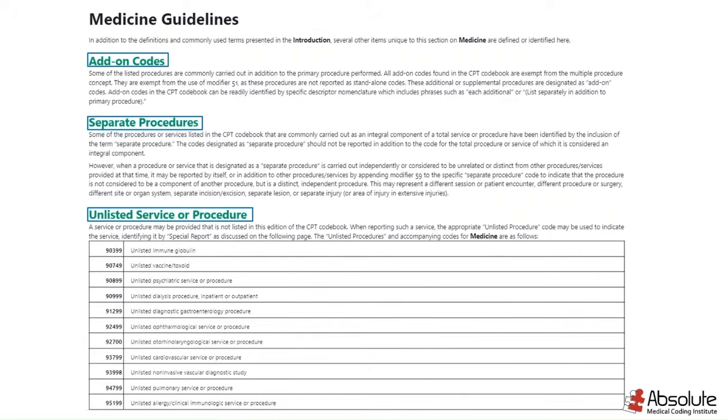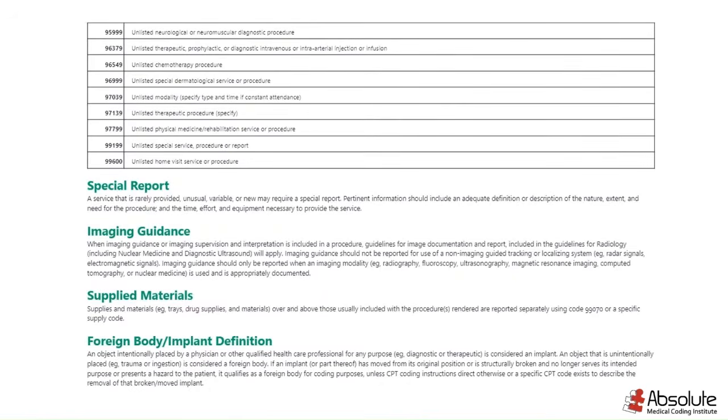Now let's move on to the next, which is about unlisted service or procedure. That also is the same as the surgery section. It says that if a service or procedure is provided that is not listed in the edition of the CPT book, you can report such services using appropriate unlisted procedure codes. All you have to do is give a special report along with it.